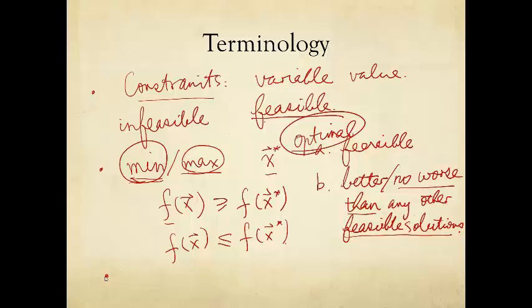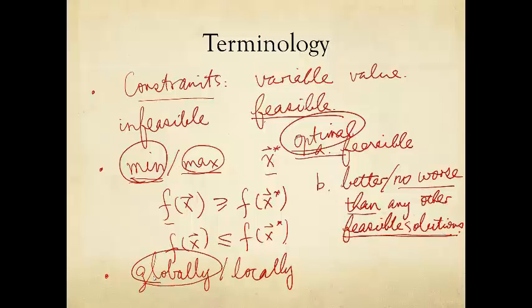Later, we'll also try to make a differentiation between globally optimal versus locally optimal. The definition we just talked about, comparison with any other feasible solutions, that is global optimality. If you say that this is no worse than any other feasible solution in a small neighborhood around this point, then we call that solution locally optimal solution. So these are the terminologies about a feasible solution, globally optimal or locally optimal solution, that we will be using again and again in the future lectures.